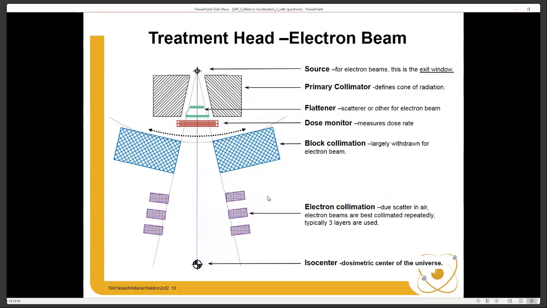And that means that in order to have any kind of beam edge down here at the patient, I need to collimate the beams repeatedly over and over, and the distal component of the collimation must be very near to my isocenter or my patient, and typically that's a 5 centimeter distance. It's usually 95 centimeters to the bottom of the electron collimators.